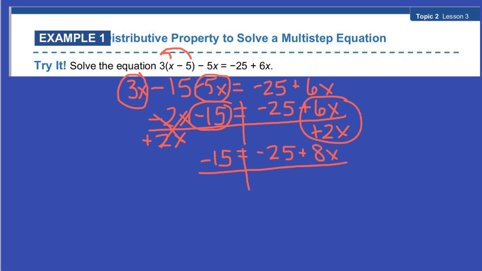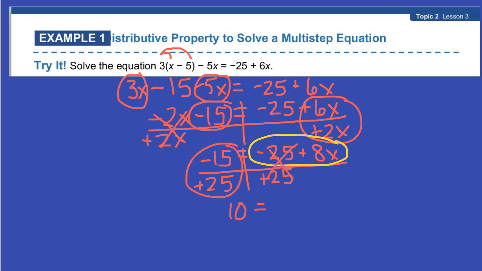Now we're going to add or subtract. You are going to look at the side that has the variable. You are going to add or subtract your constant to 0 that out. So I'm going to bring this up to 0 by adding 25. If I do it to one side, I also have to do it to the other. This is 10. And all that remains on the right-hand side is 8x's.